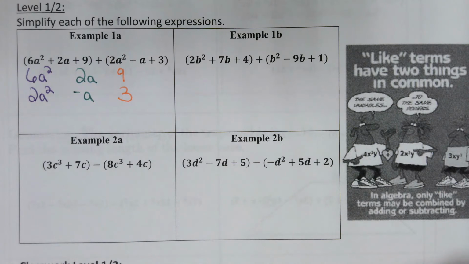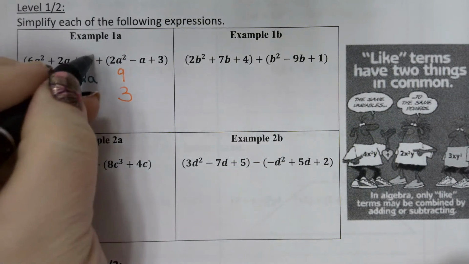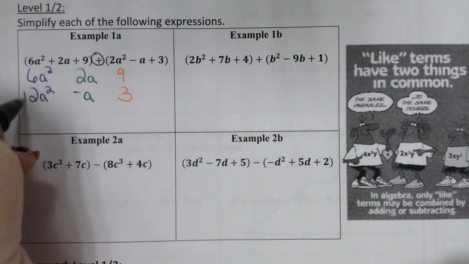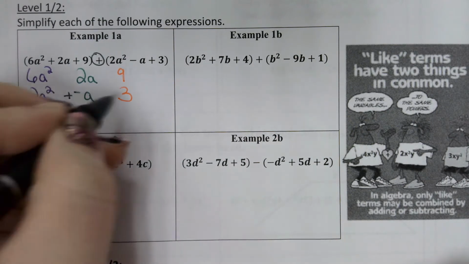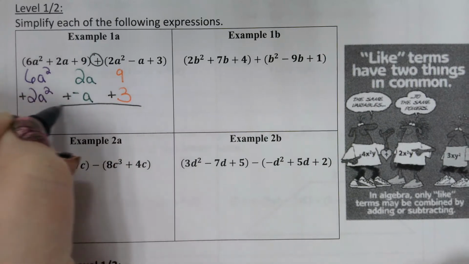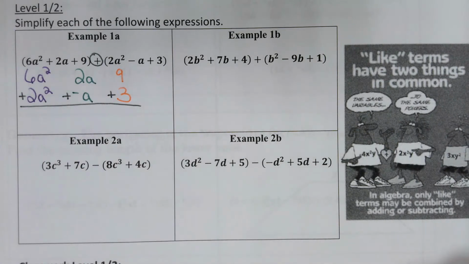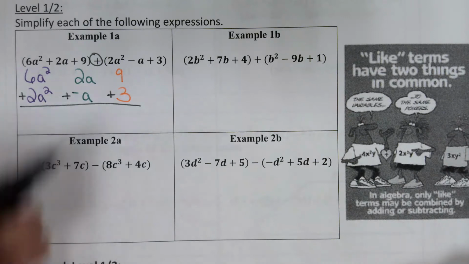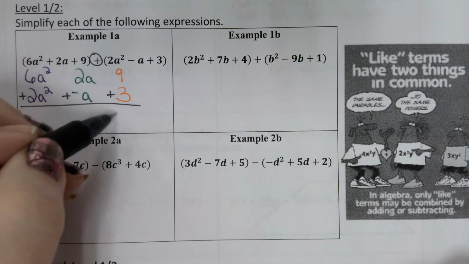Now it's time to actually add or subtract, whatever the problem is asking. In this case, it's adding. So we are going to add by putting an addition sign in front of each term in the second row. We'll have 9 plus 3 gives me 12.